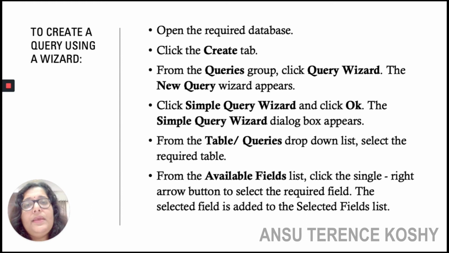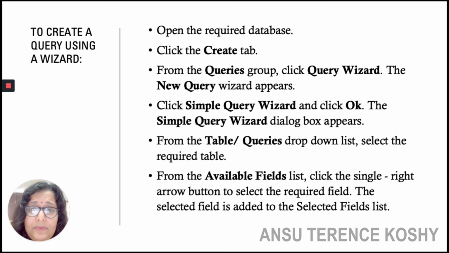The Simple Query Wizard dialog box appears. From the Tables/Queries drop-down list, select the required table. From that dialog box, you have to look for the Tables/Queries drop-down list and select the required table that you need. From the Available Fields list, click the single right arrow button to select the required field. The selected field is added to the Selected Fields list.